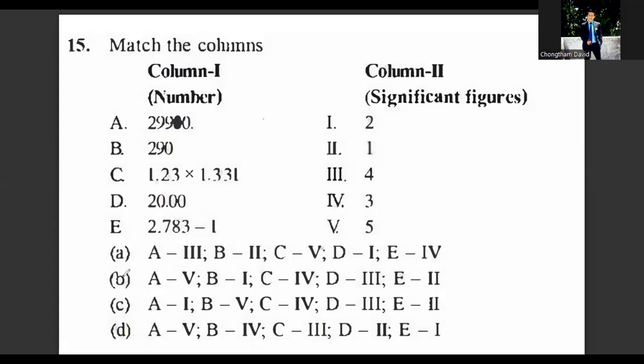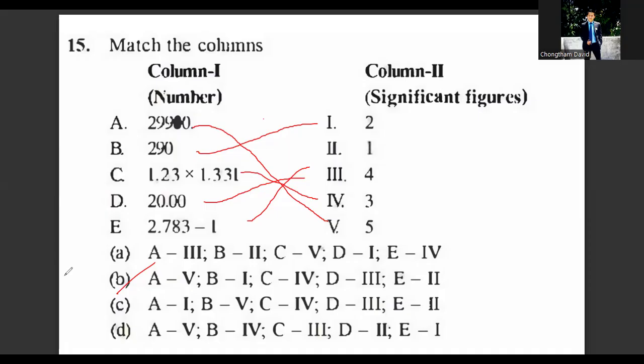So now let us match correctly after analyzing thoroughly. A matches with 5 significant figures, right? I hope this is understood. And B matches with 2 significant figures, and C matches with 3 significant figures. D matches with 4 significant figures. E matches with 2 significant figures. So A5, B1, C4, D3, E2 means option B is the answer for question 15.